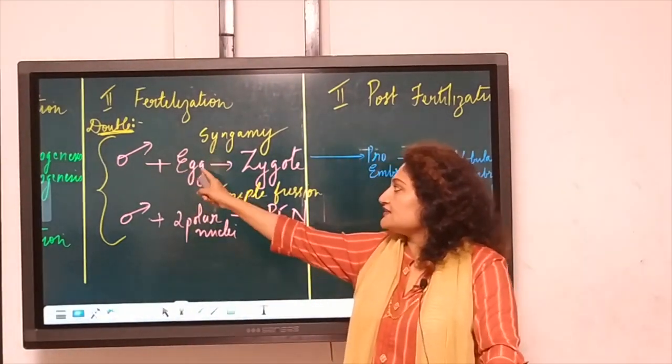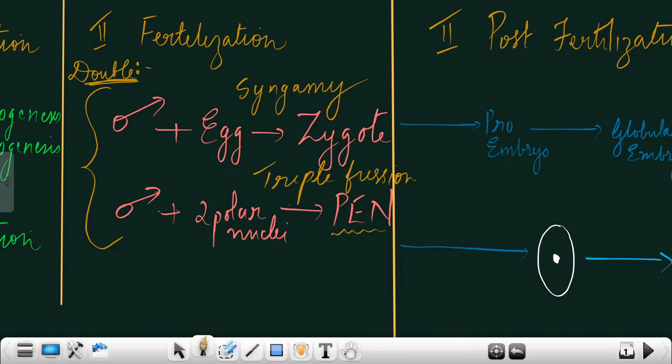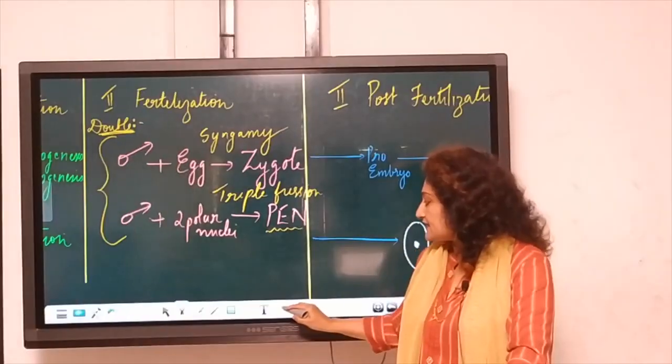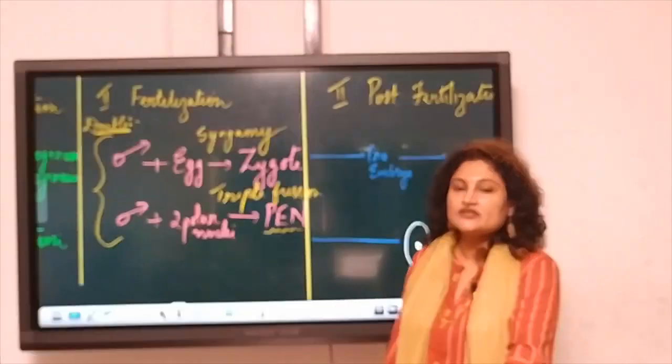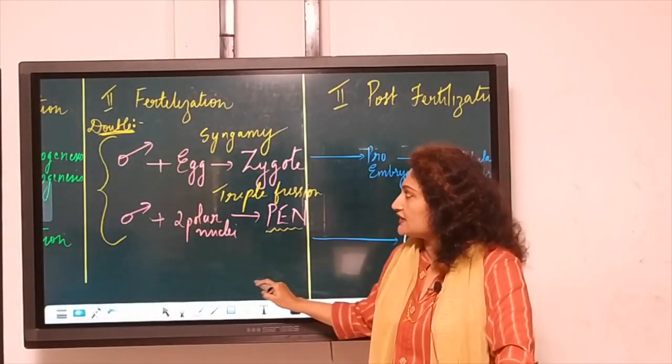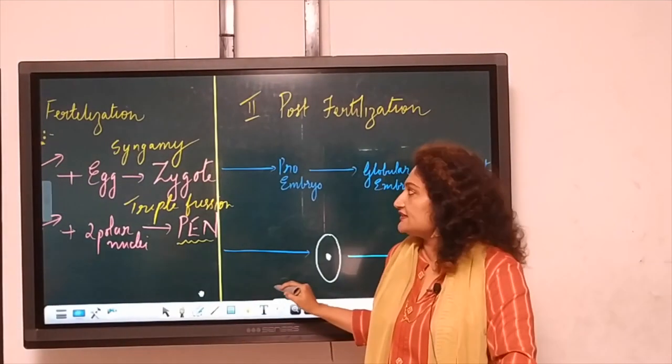Which is the first fertilization? The male gamete fuses with the egg to form the zygote, which is called syngamy. And the second male gamete fuses with the two polar nuclei to form the primary endosperm nucleus, and this is known as triple fusion. These two fertilizations constitute double fertilization, which is unique to angiosperms. So this comes under fertilization. Next, we are going to see what happens during the third event, post-fertilization.